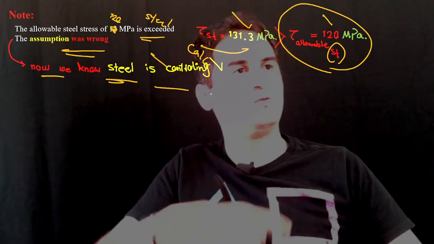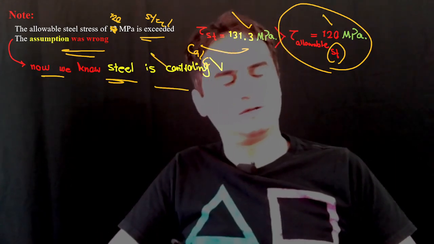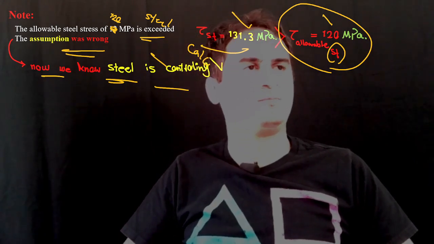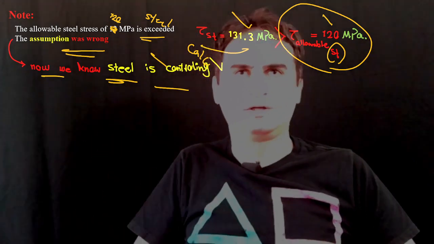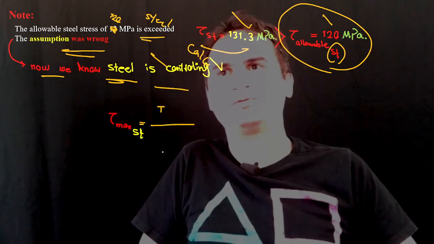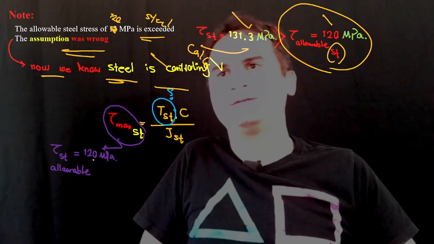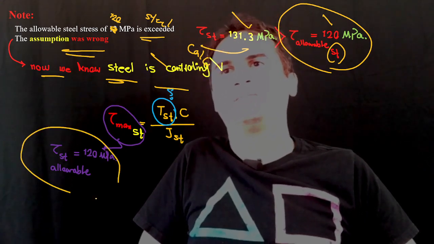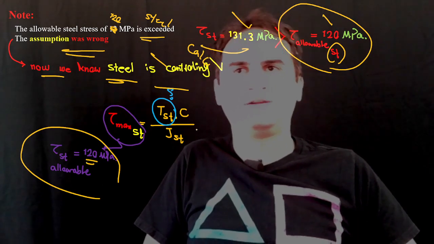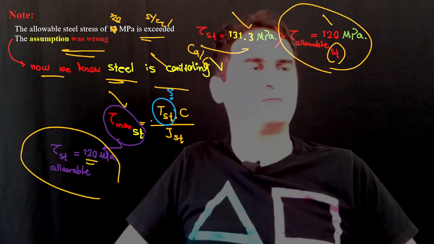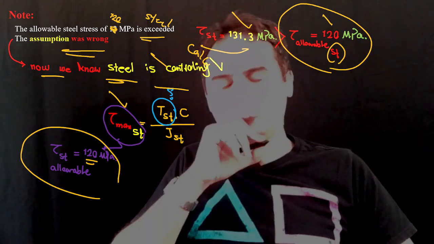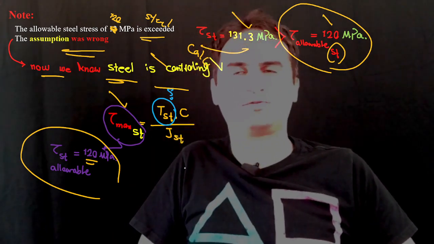Now, we have an aluminum hollow tube and a steel rod. If this aluminum is not controlling, then steel is controlling. So we can easily, by replacing tau maximum for the steel, with no assumption, calculate, and this assumption is correct because one of them is controlling. If the first one is not controlling, definitely the second one is controlling.